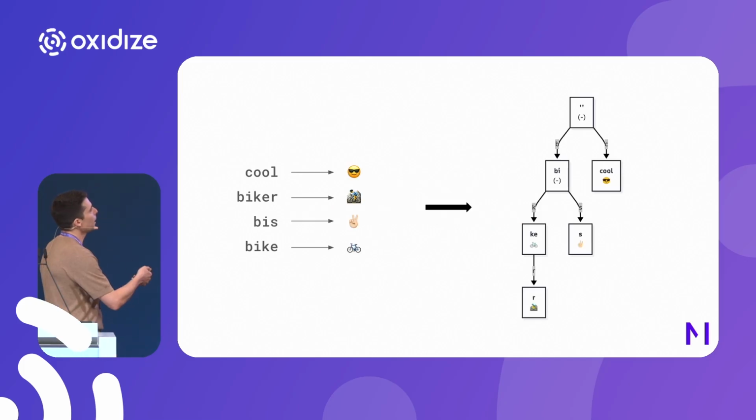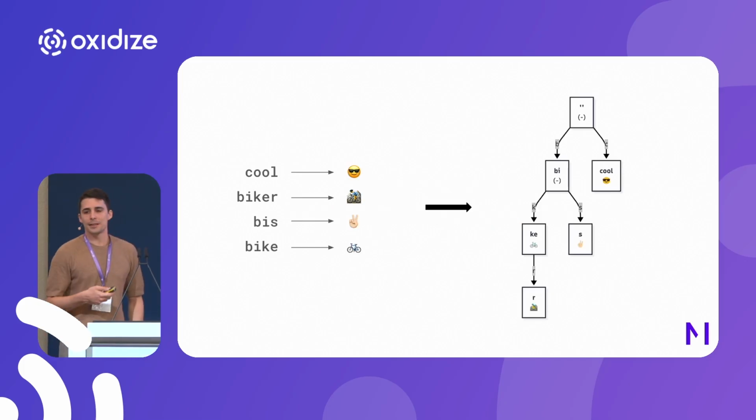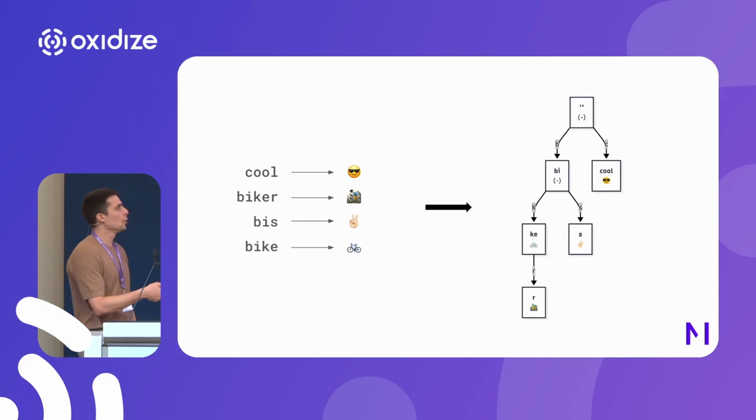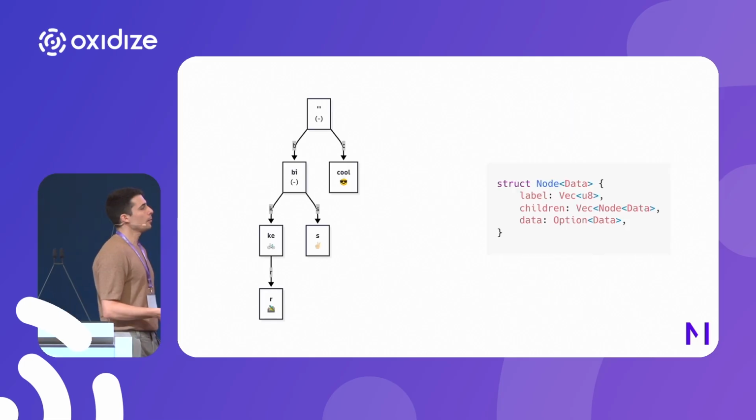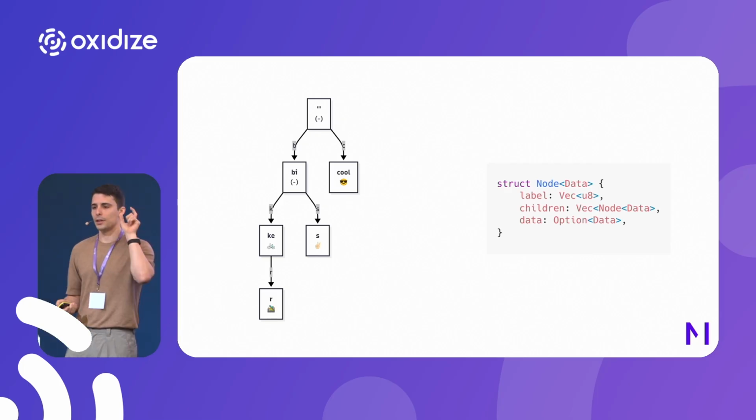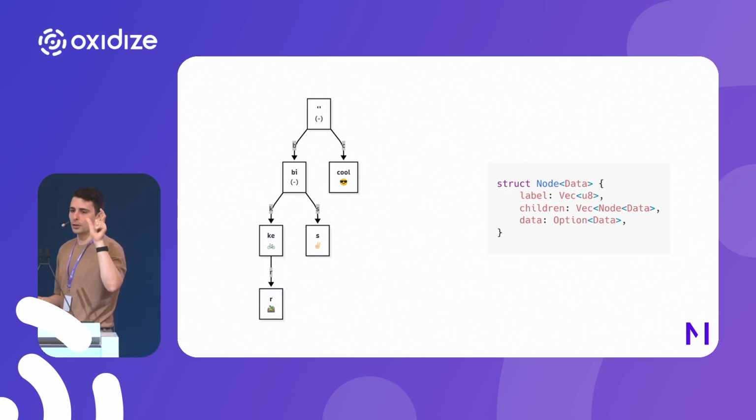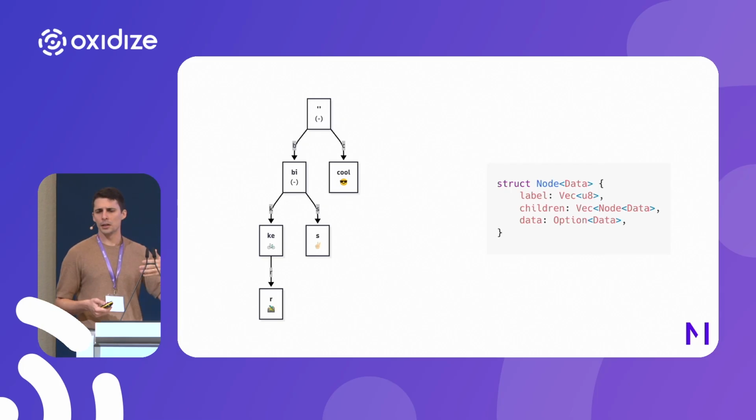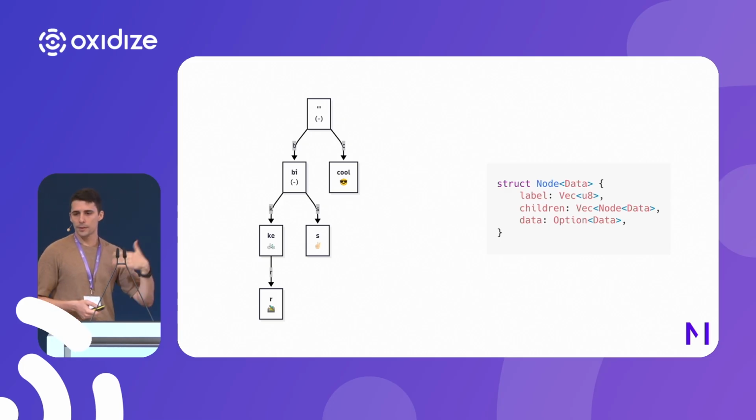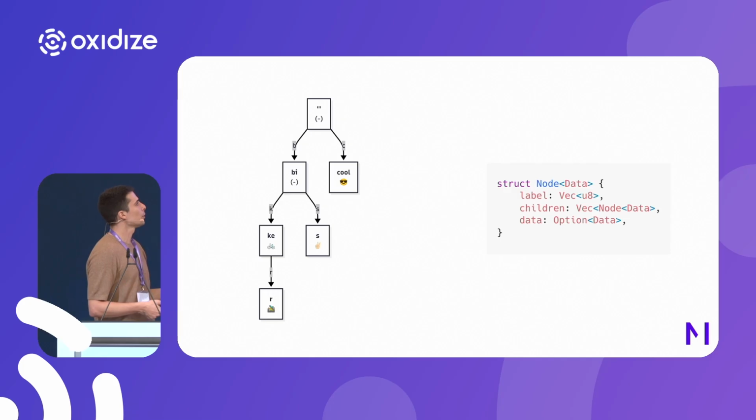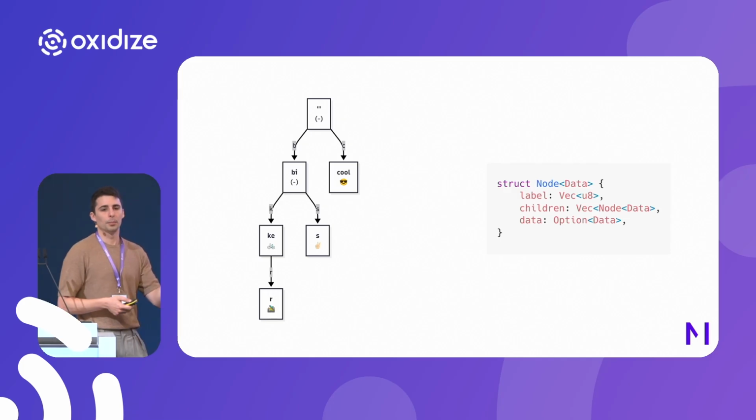Now, a TrieMap is stored in memory as a tree-like data structure. So you have nodes and edges. And those nodes and edges track three types of information. You have a label, which is associated to each node, so it's a little sequence of bytes. We don't necessarily assume that it's UTF-8. Then you have children, a sequence of pointers to the nodes that are children of your current node. And then you have a payload, which may or may not be there.